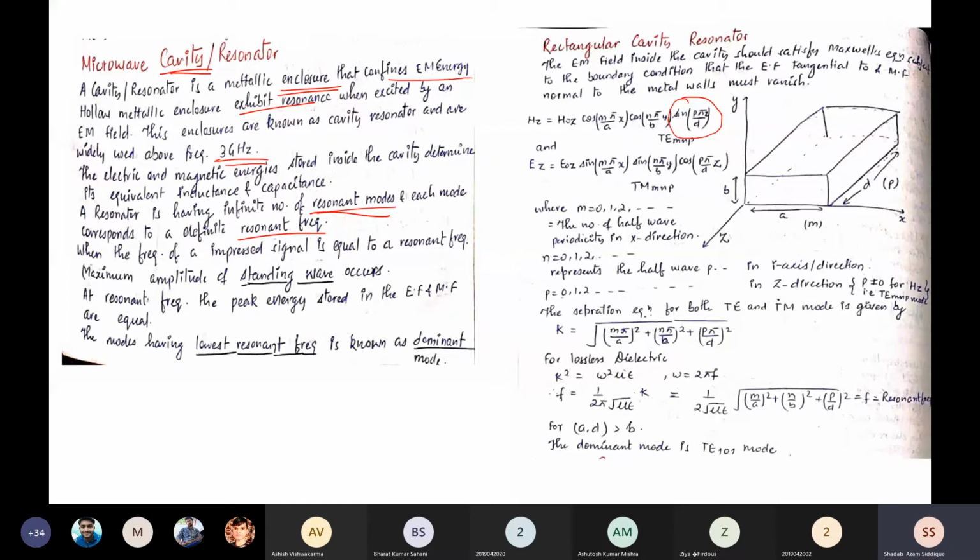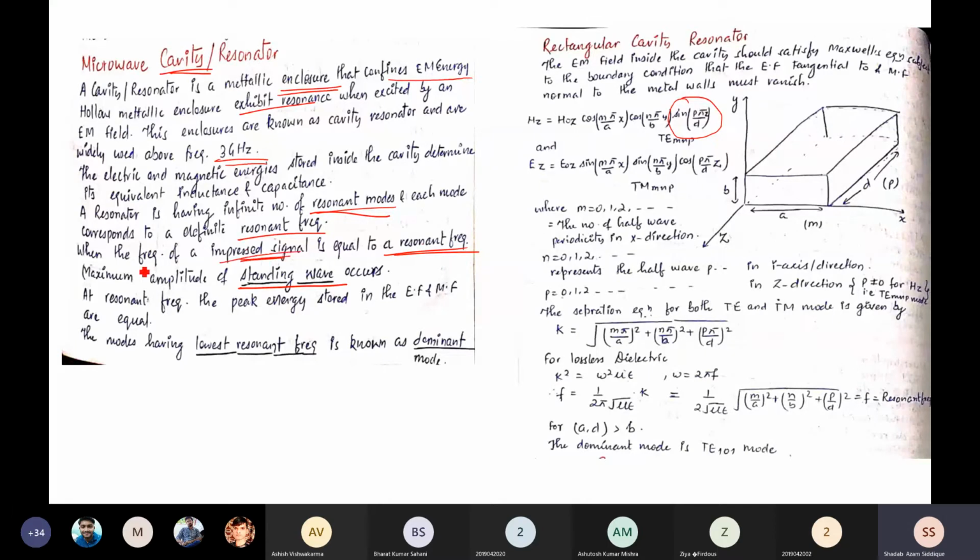When the frequency of the impressed signal, that is the applied electromagnetic wave, is equal to a resonant frequency that is there inside this cavity, the maximum amplitude of the standing wave occurs. So if the frequency matches the resonant frequency, f is equal to f r, there will be a maximum amplitude of the standing wave.